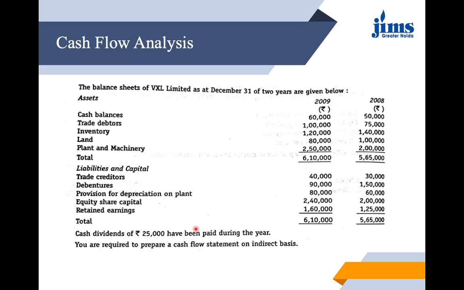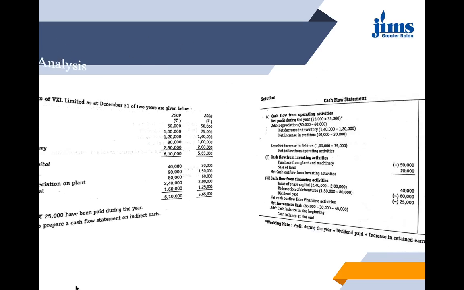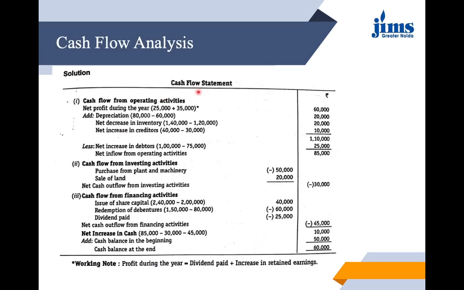You are required to prepare a cash flow statement on an indirect basis. Let us have a look. We will begin with cash flow from operating activities. Net profit during the year can be calculated by adding the dividend paid, that is 25,000, and the increase in retained earnings, which is 35,000. So overall your net profit is coming out as 60,000. Then we have depreciation written off, 20,000. There are no other non-cash items to be added.